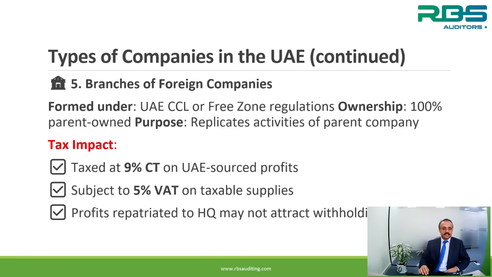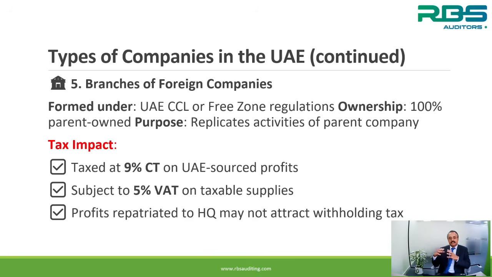So what will be the tax impact? A 9% tax on UAE source income. You have an option again: if the branch's income is already taxed at a higher rate in the other country, then you can claim an exemption. That is the election-based branch option, which we will discuss in detail in another session. And VAT is related: it is subject to 5% VAT if you are making taxable supplies within the UAE.